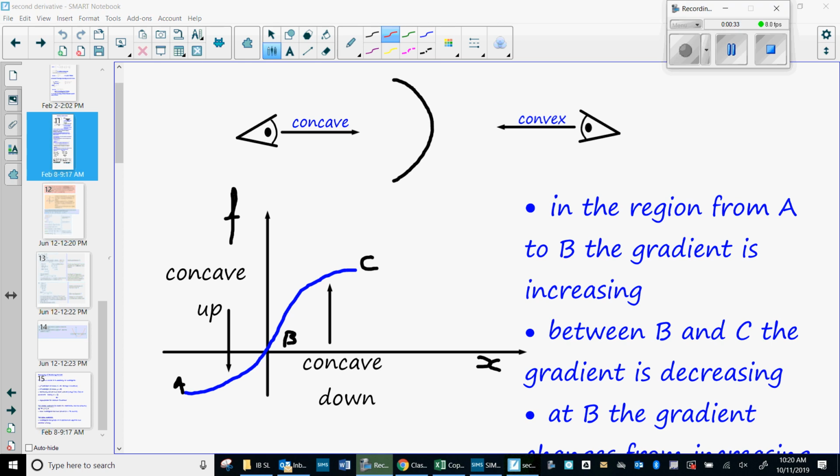Alright, so we're looking at concavity. From A to B, it's increasing. Do you remember we talked about increasing? Yes. And then at B, it switches to decreasing. This would be known as concave up. This would be concave down. Okay, so that's just a little bit of a feature here.